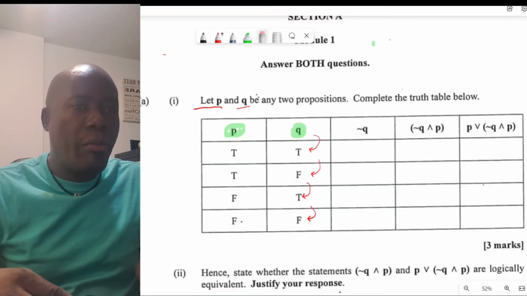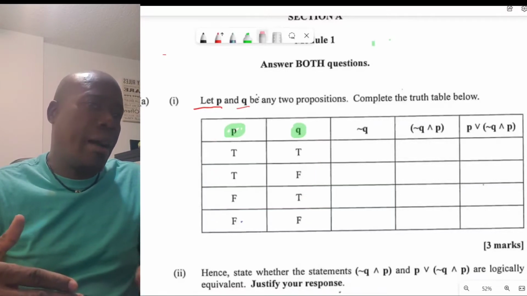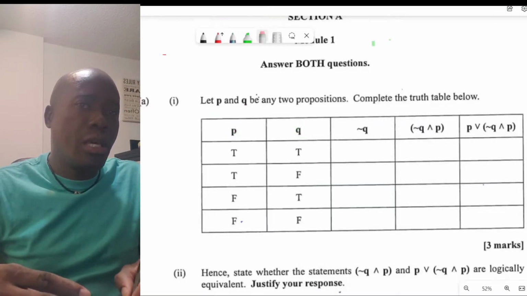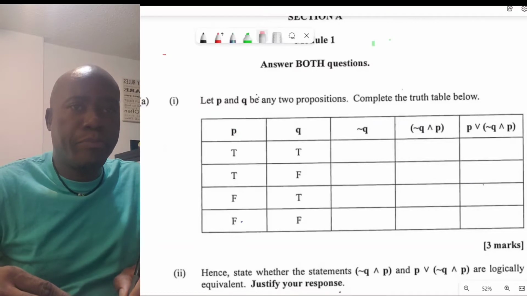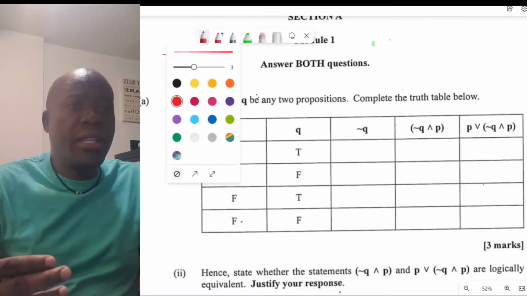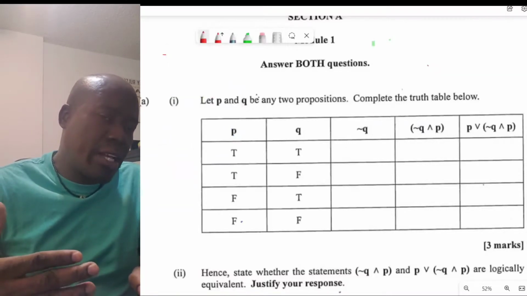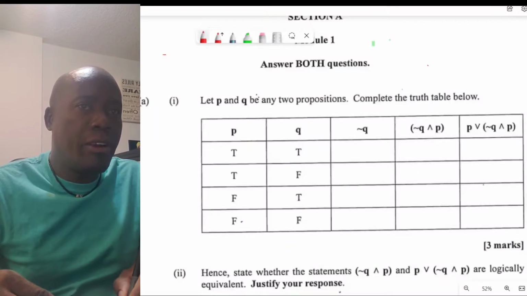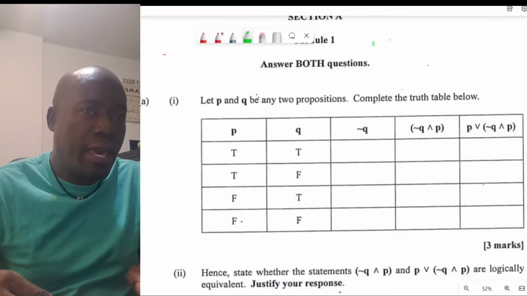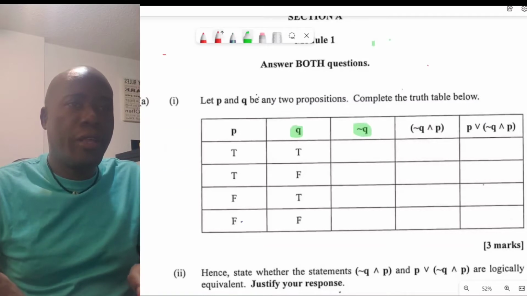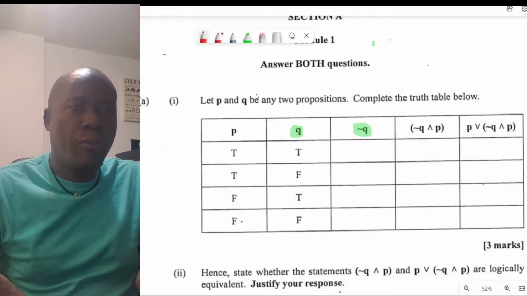So what we're going to be looking at is not Q. Not Q is simply the opposite of what Q is. So if Q is true, not Q is false, and where Q is false, not Q is true. I'm observing this column and this column right now, so let us fill out the not Q.